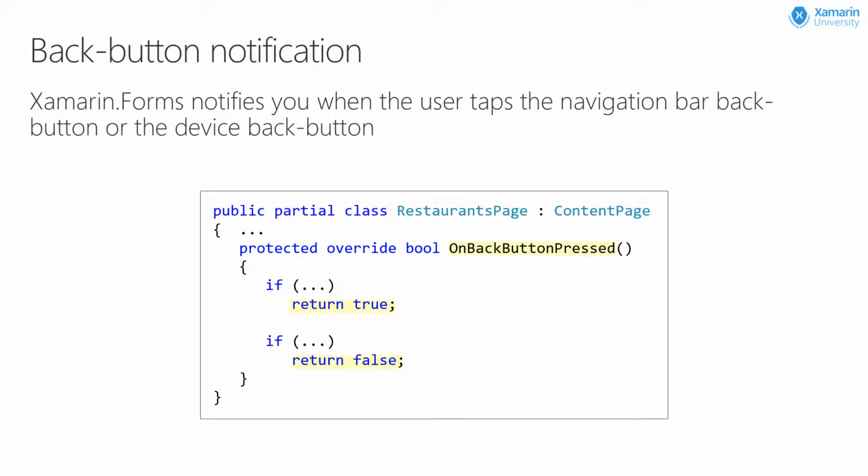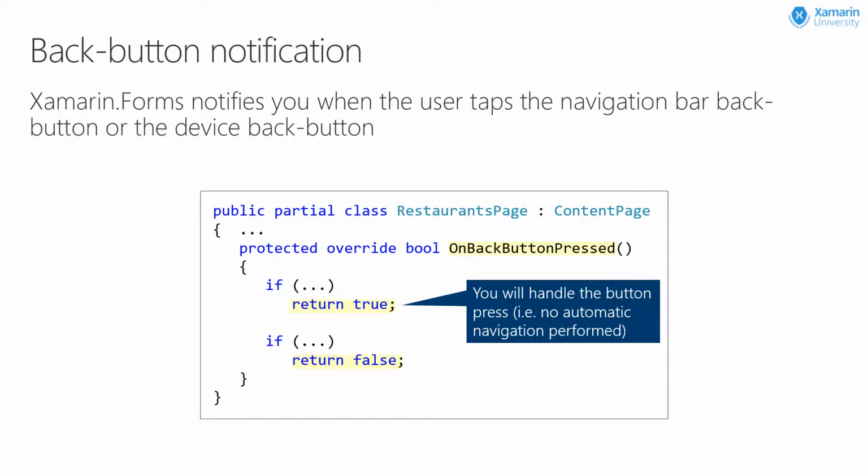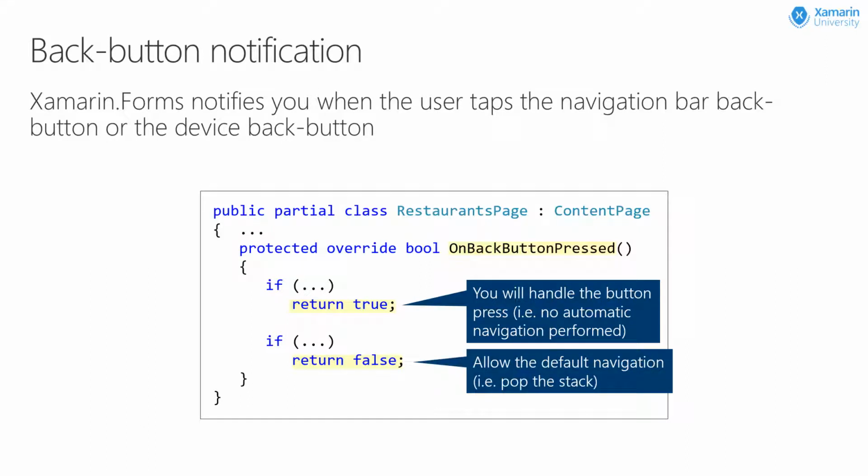Now it's possible to be notified when the back button is pressed by overriding the onBackButtonPress method for a specific page. This will allow you to perform custom logic or cleanup, but it also allows you to override the default back button behavior. So if you return true from this method, Xamarin.Forms will not navigate back, so it won't pop the stack. And that means that you'll be responsible for performing the navigation programmatically. Now, alternatively, returning false tells Xamarin.Forms to perform the normal back navigation. And this will allow you to do some custom code, but still let Xamarin.Forms handle all the navigation.